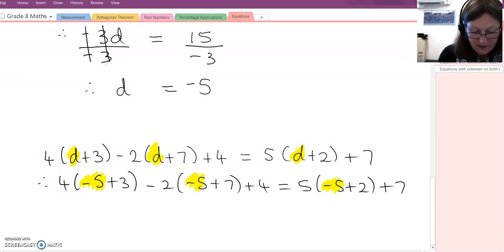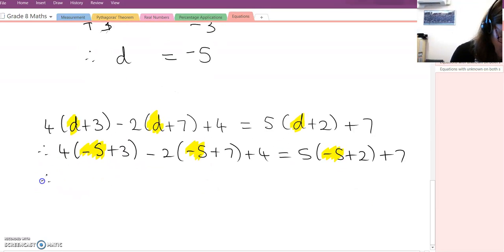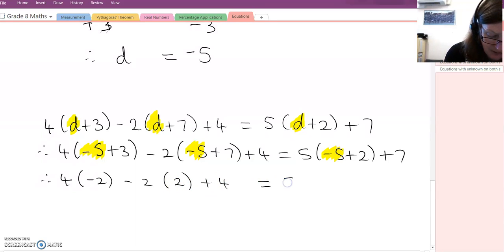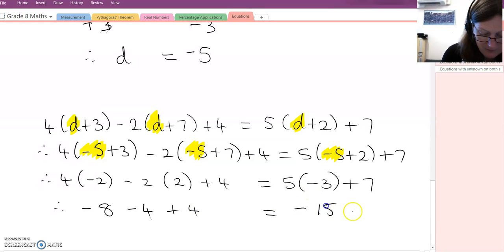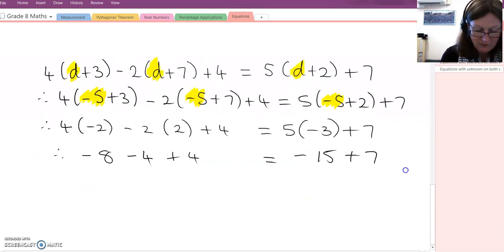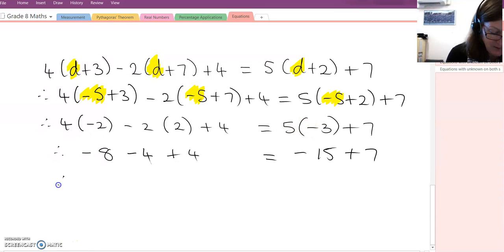Alright, so you can see there, every time I have D, I put negative 5 because that's what we think it is. In the brackets, negative 5 plus 3 is negative 2. In the brackets, negative 5 plus 7 is 2. In these brackets, negative 5 plus 2 is negative 3. Now expand the brackets, 4 times negative 2, negative 8. Negative 2 times 2. 5 times negative 3, negative 15. So I've just multiplied those brackets out.